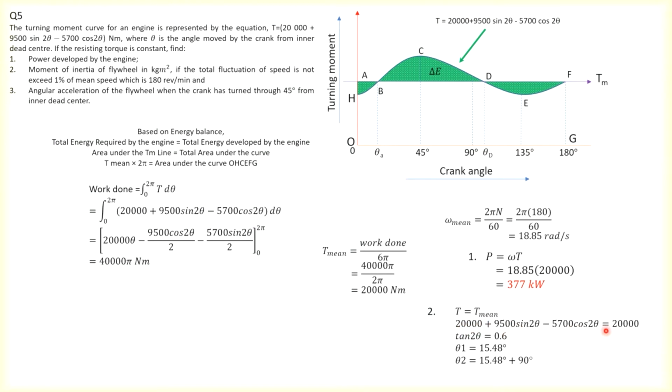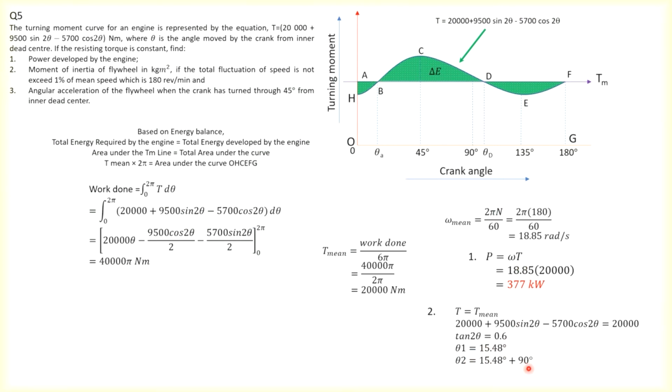You need to cancel off this 20,000 and then equate these two, because when you bring this over, it becomes positive. When you equate both of them by getting sine over cos, then you will have 5,700 over 9,500, which is 0.6. Then if you take tangent inverse of 0.6 and divide by 2, you will get 15.48 degrees. That means that is the theta A. That is the limit here.